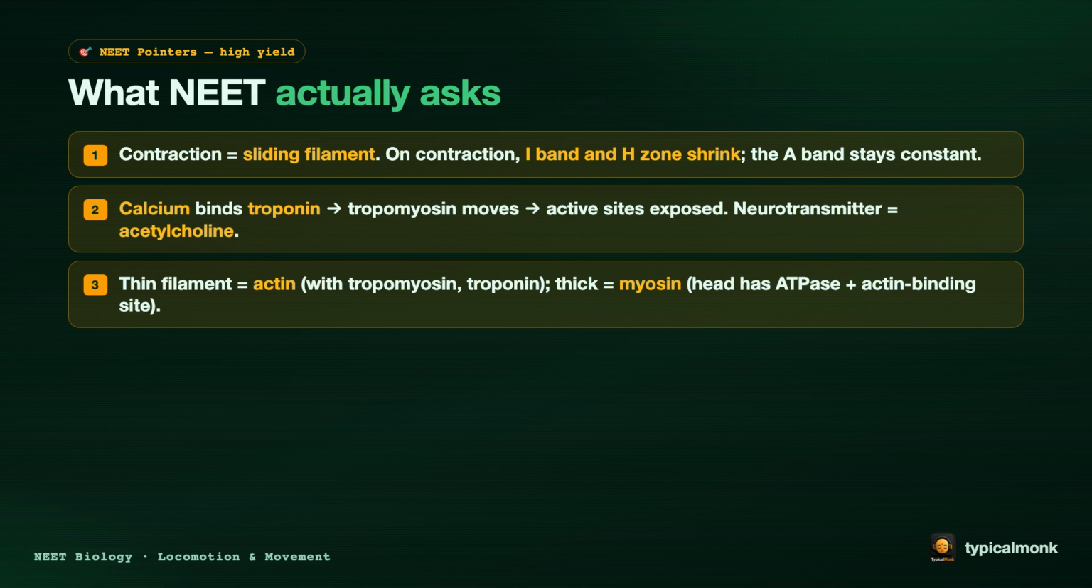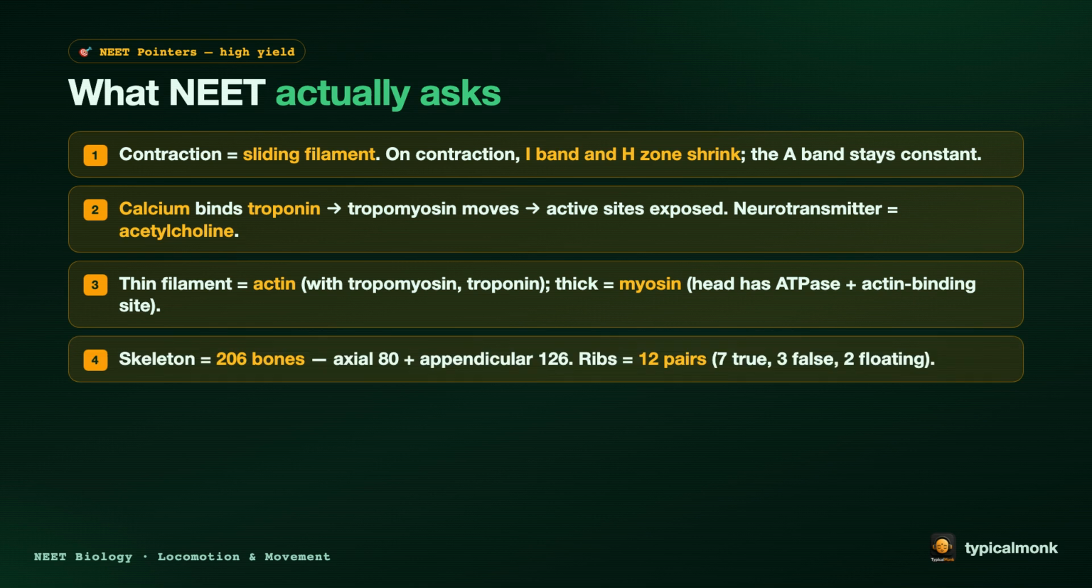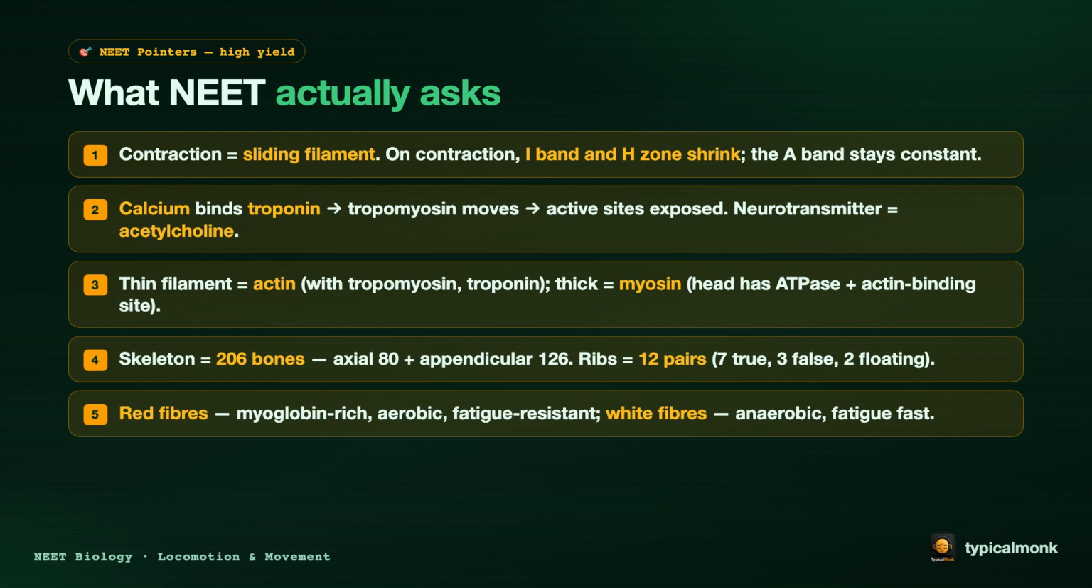3. The thin filament is actin, along with tropomyosin and troponin. The thick one is myosin, whose head carries ATPase and a binding site for actin. 4. The skeleton means 206 bones, axial 80 and appendicular 126. Ribs 12 pairs, that is 7 true, 3 false, 2 floating. 5. Red fibers, rich in myoglobin, aerobic, and slow to tire. White fibers, anaerobic, and quick to tire.